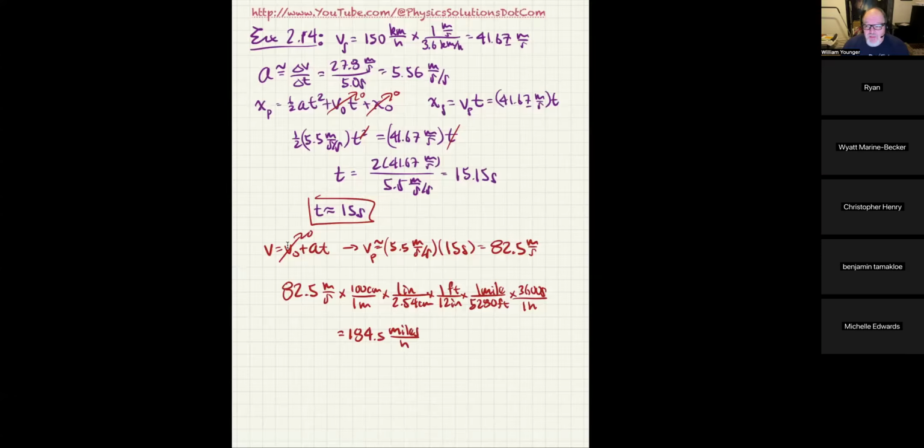I would have thought that's not a reasonable speed for a police car to go, but your author seems to think that is a reasonable speed because he got the same answer, around 84 meters per second, which they called around 190 miles per hour.